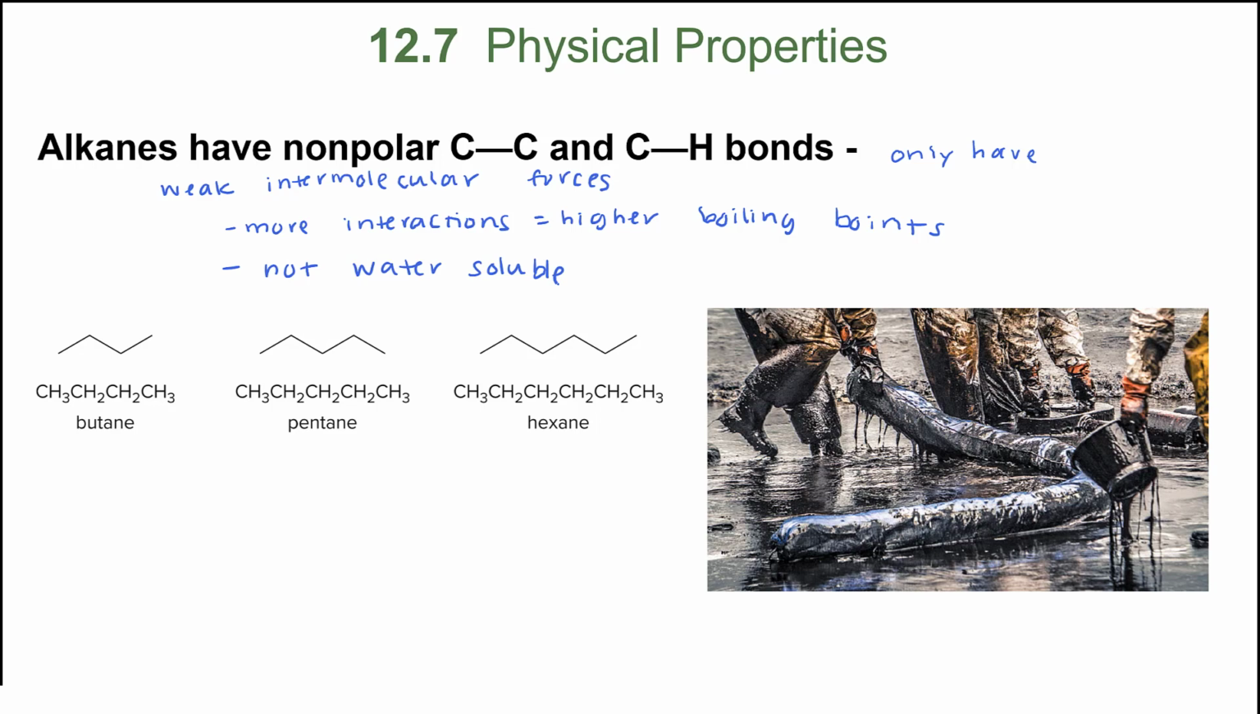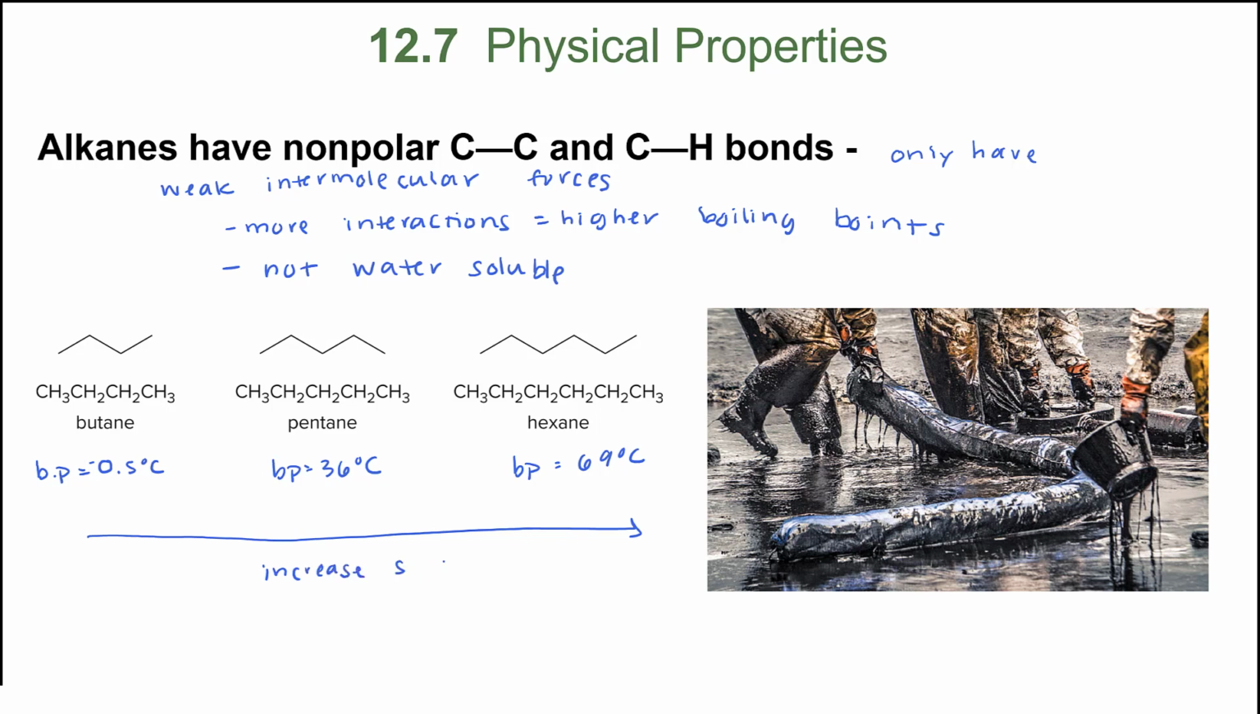The boiling point for butane, which is 4 carbons, where BP equals boiling point, is negative 0.5 degrees Celsius. We add 1 carbon to that, which will increase the number of interactions between molecules, and the BP now is 36 degrees Celsius. I'm going to add 1 more carbon to make hexane, and my boiling point now increases to 69 degrees Celsius. So as we increase the contact in the surface area, this will increase the boiling point.